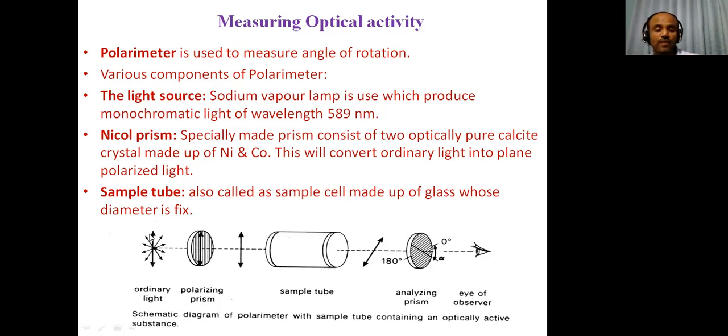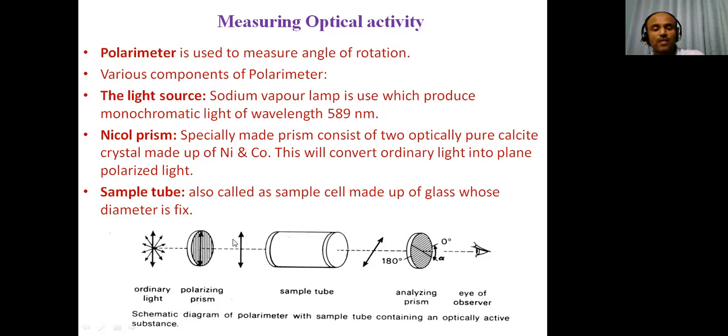It consists of a source of light, an ordinary source of light. When it passes through a prism called Nicol prism, then the emerging light has vibration only in one plane. If the light has vibration in one plane, that is called plane polarized light. In this case, light having vibration in all possible directions is called ordinary light. So ordinary light has vibration in all possible directions, while plane polarized light has vibration only in one plane.